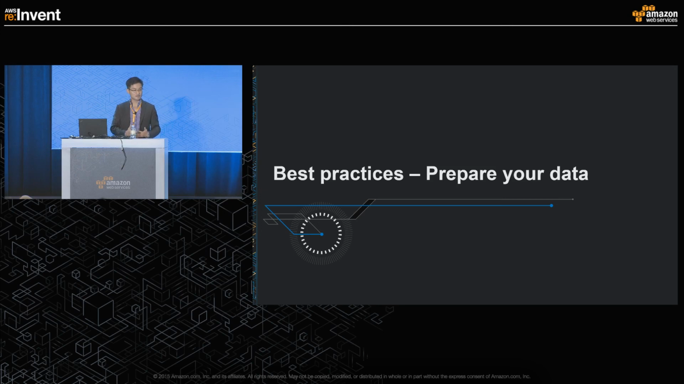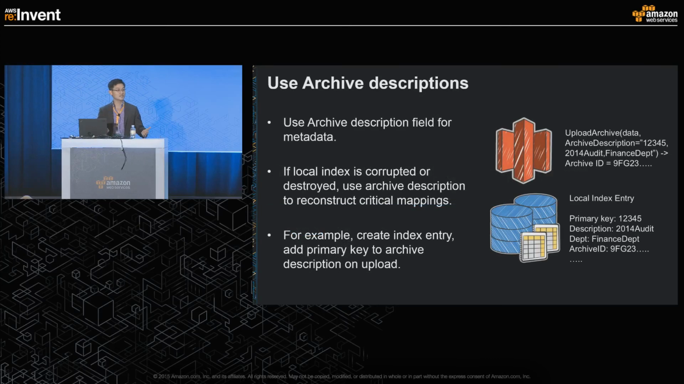I want to move on and talk about some of the best practices that customers have told us have been helpful when they build an archive solution with Glacier. Number one is, before you archive, we recommend customers take a look at their data and prepare it. A couple of things we see customers do is, first of all, because Glacier sends back an archive ID, and we actually throw away your file name, a lot of customers found that using the description field is very helpful.